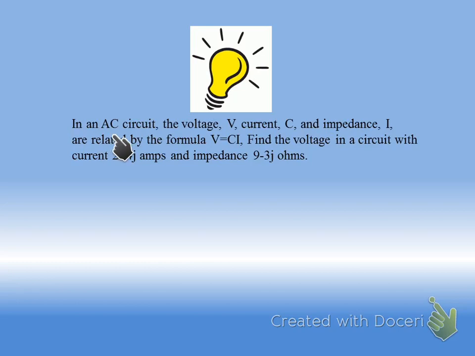All right, in an AC circuit, the voltage V, current C, and impedance I are related by the formula V equals CI. Now, to avoid confusion, as if these aren't confusing enough, instead of using I down here, they use J. Same thing, though. So it's your choice. You can either keep them J's, or you can change it back to I's. Totally up to you.